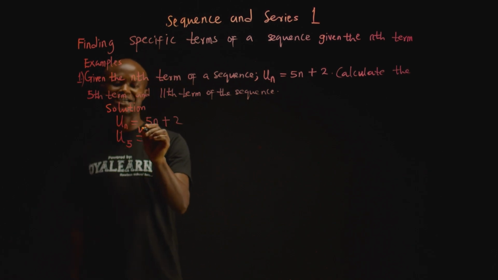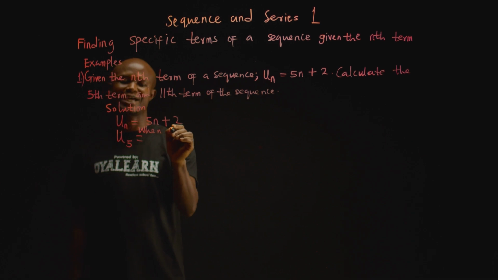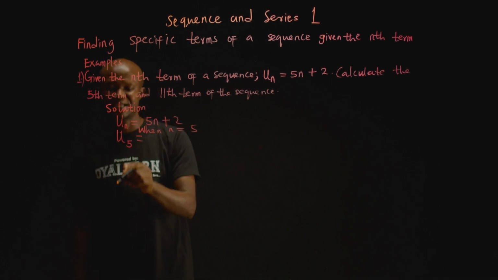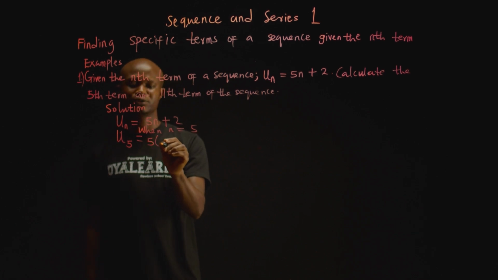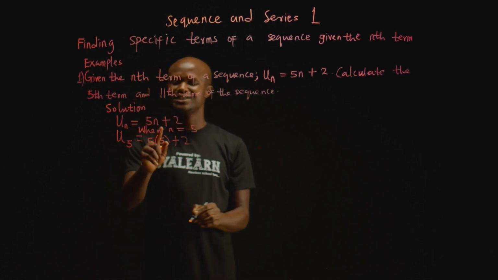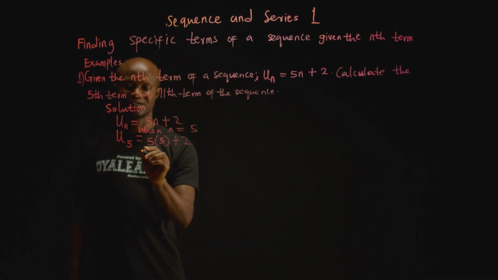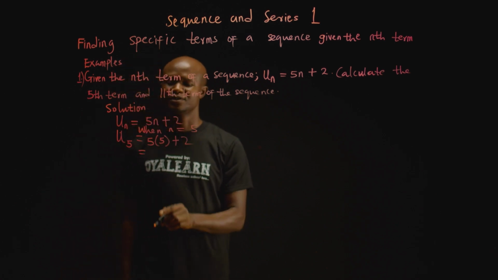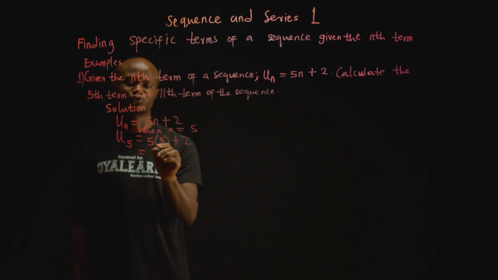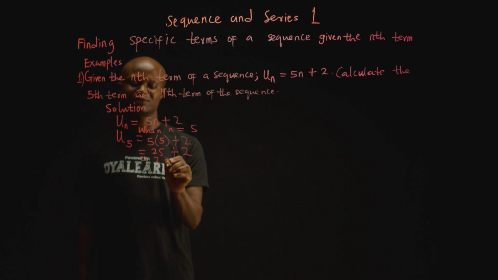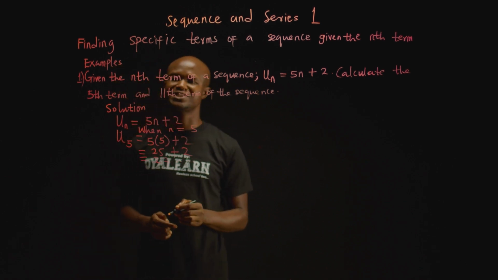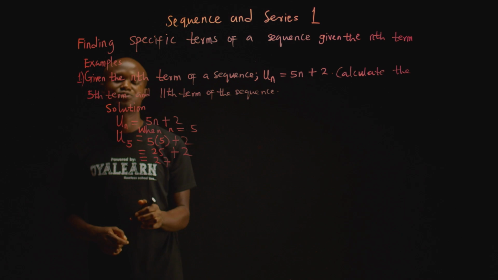So we can also write here first that when n equals 5, then u5 is going to be what? 5 into 5 plus 2. Anywhere we see n, we put 5. And this will be equal to what? 5 times 5, that is 25. Then 25 plus 2, and this will give us 27. So it means that the fifth term equals 27.